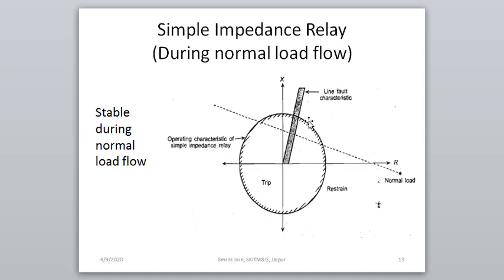Let us say this is the R-X plane. This circle gives the operating characteristic and the straight dotted line gives you the normal load flow characteristic. So whenever during fault any point coincides with normal load flow characteristic, the relay will operate. During normal load flow, line fault characteristic will not give you any point on normal load flow curve. So there is no chance that the simple impedance relay will operate.